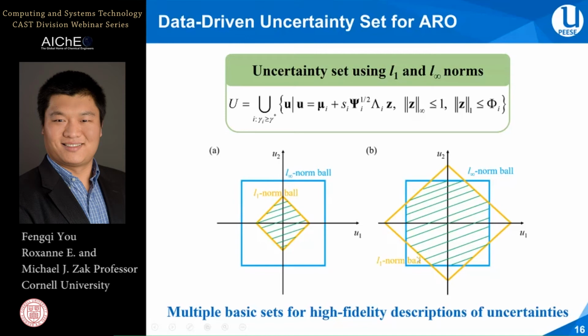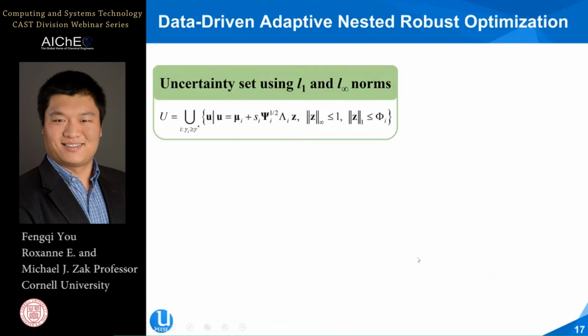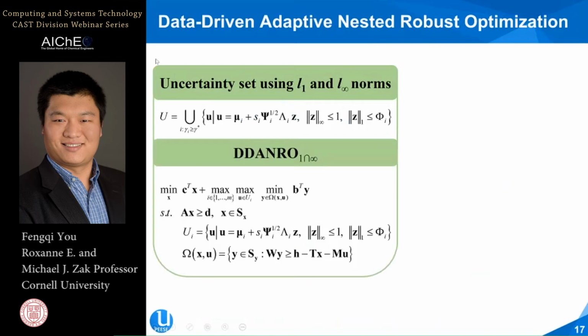So based on the uncertainty set, we could definitely take a step further, looking into this adaptive robust optimization framework, and that's what we call data-driven adaptive nested robust optimization. Here is how it looks in a general form. Instead of the classical min-max-min problem, classical adaptive robust optimization being a three-level problem, here we have one more maximization, so it becomes a min-max-min-max problem.